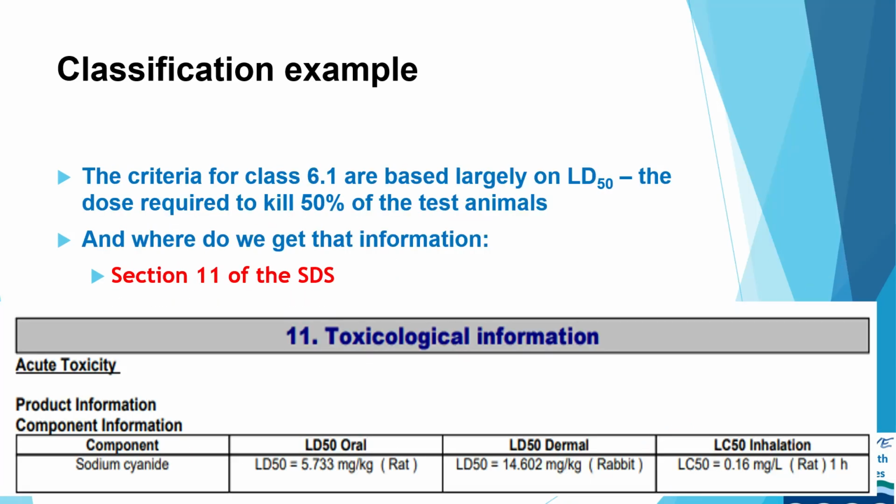The criteria for class 6.1 are based largely on LD50, the dose required to kill 50% of the test animals. And where do we get that information? Again, looking at the safety data sheet, this time section 11. The slide shows an excerpt from this sodium cyanide safety data sheet.